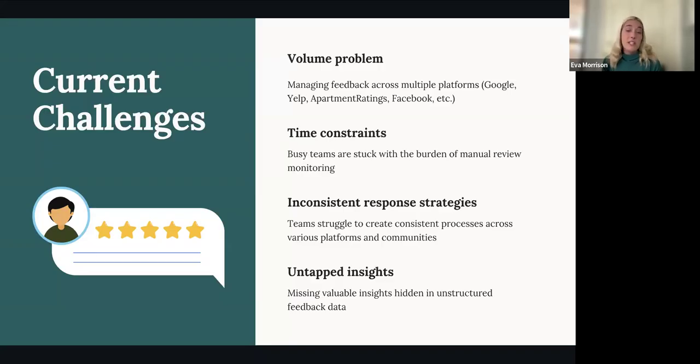And again, there are untapped insights in here. We have all of these reviews scattered across different places, maybe survey data, the online reviews. How can we actually extract the insights that we need from this unstructured feedback data? Often there are really valuable nuggets of information in there that teams just don't have the time to go in and find themselves when they're manually filtering through all this information.